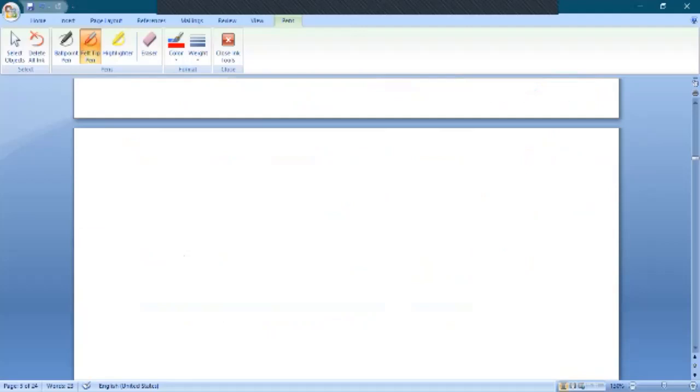And the third type of functions are trigonometric functions.